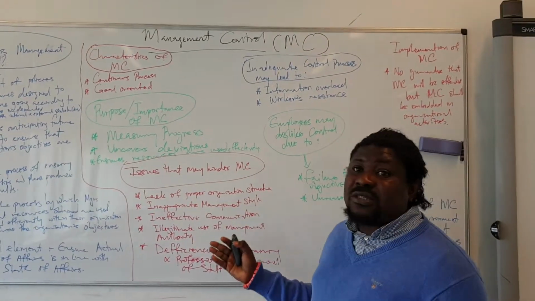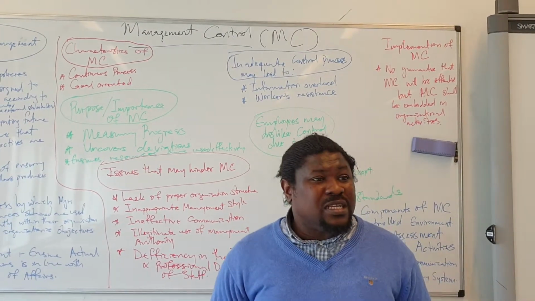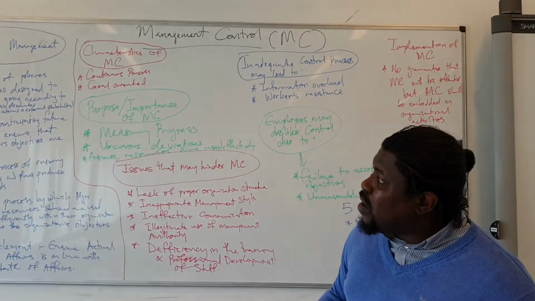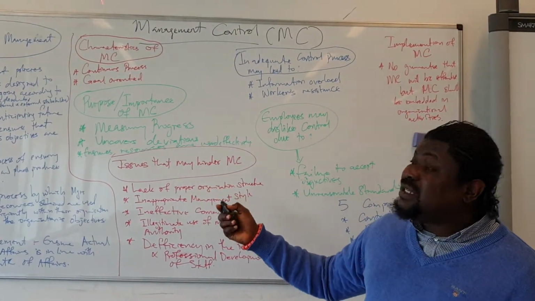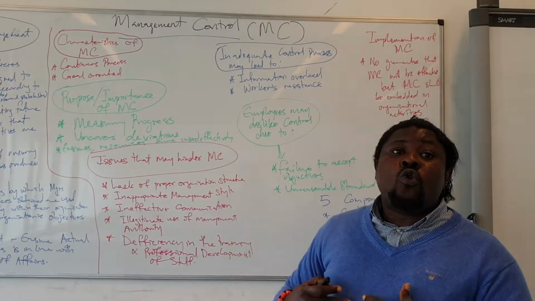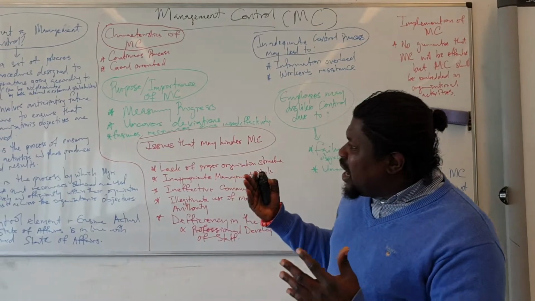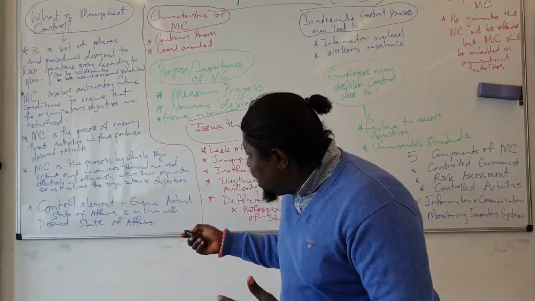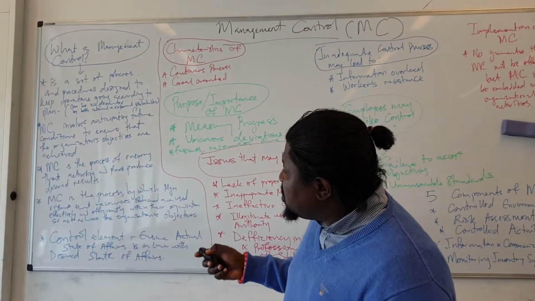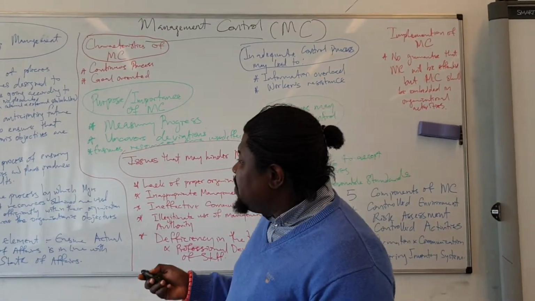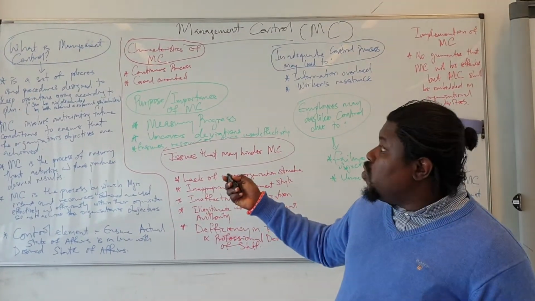What are the characteristics of management control? It's a continuous process. Okay, we cannot stop that process. That process is there to ensure that we meet the organization's goals and objectives. Therefore, it's a continuous process, and management control is goal oriented. We are trying to utilize the resources of the organization. We are trying to anticipate future conditions. We are trying to ensure that the activities and plans produce desired results. So it's all goal oriented.